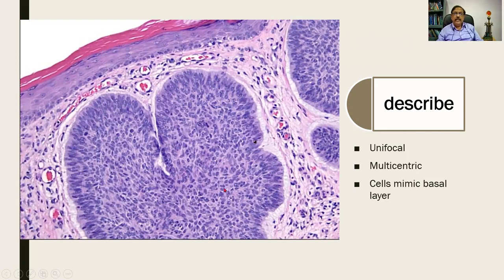And coming to the cells, what I am seeing as blue are all the nuclei. They are all small, uniform, hyperchromatic, and the distance between the nuclei is supposed to be the cytoplasm. So this is the nucleus and another one. In between is the cytoplasm. There is no clear-cut cell membrane. The cytoplasm is amphophilic. That is, it is neither basophilic nor eosinophilic. And the cells in toto mimic the basal layer of the epidermis.